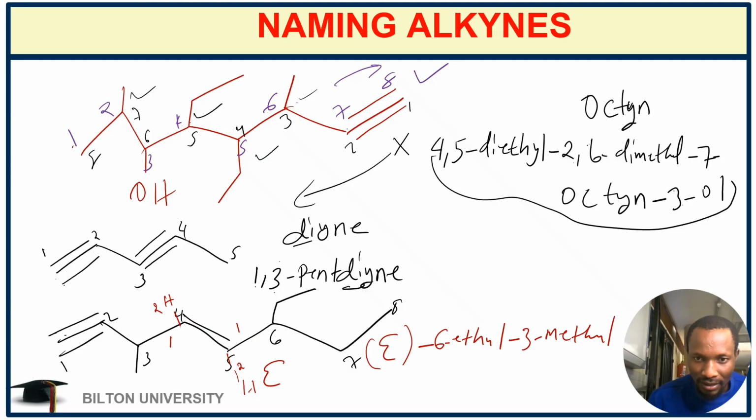So let's say 3 methyl, then we're going to put here oct. Our double bond is on carbon number 4, oct 4 ene, meaning alkene. Then our triple bond is on carbon number 1, and we're going to say 1 yne. So this is the name of our structure: E, 6 ethyl, 3 methyl, oct 4 en 1 yne. It sounds nice, right? So that is how we can give our structure a name.